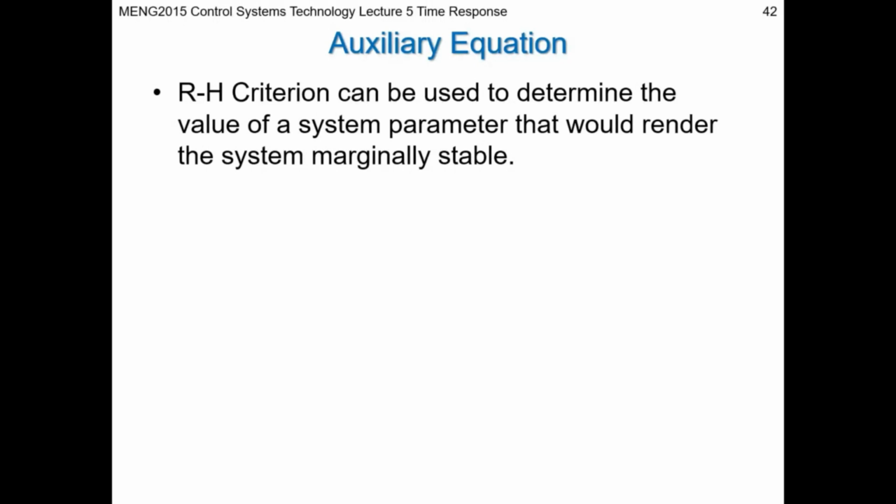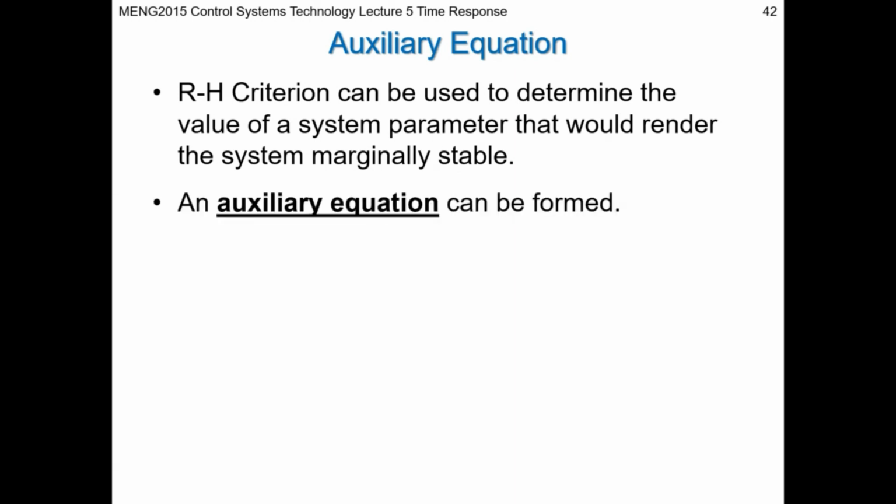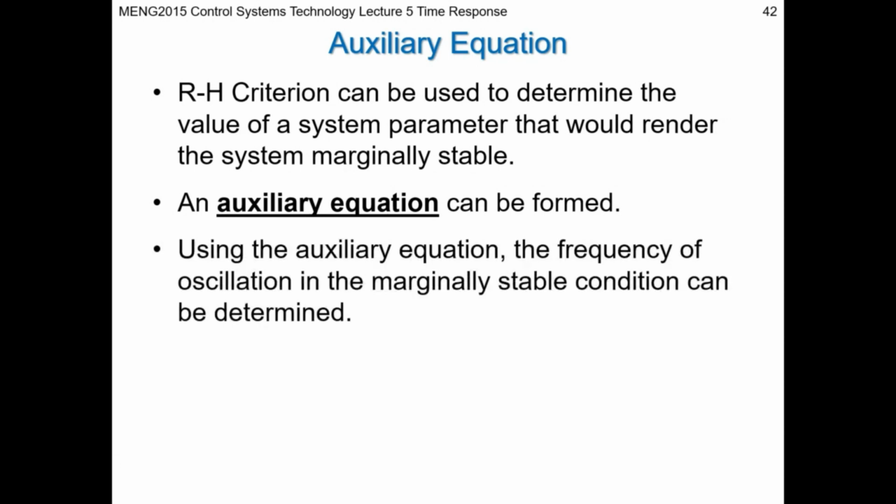An important part of what Routh-Hurwitz gives us, though, is something called the auxiliary equation. The auxiliary equation can be used to determine the value of a system parameter that would render the system marginally stable. So let's see how this works. How do you form an auxiliary equation? We'll come to that in just a sec, but using the auxiliary equation, you can actually determine the frequency of oscillation in the marginally stable condition.